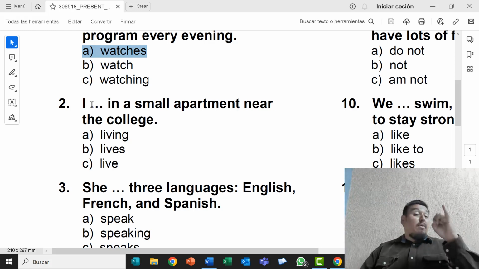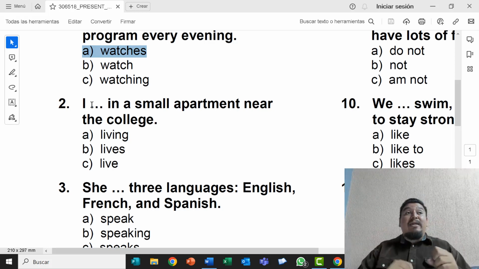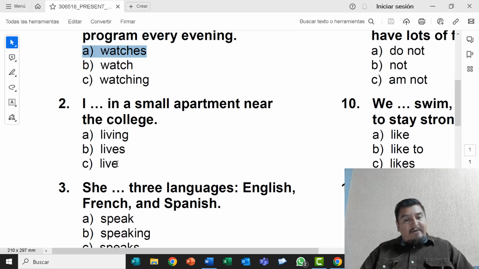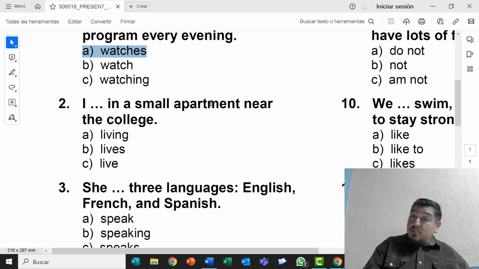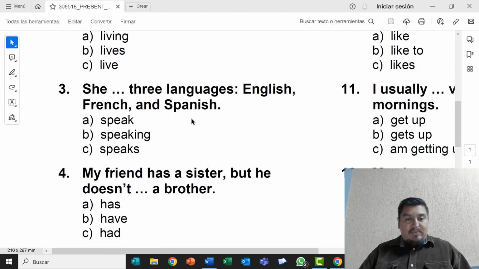It's not necessary to say rule number 1, rule number 2, rule number 3. Remember? Just if you are speaking in singular third person: he, she, it. That's it. So, I live in a small apartment near the college. Hey, where do you live? Oh, I live in a small apartment. In fact, it's near the college. It's near. Cerca. What's the opposite of near? You know? Far.